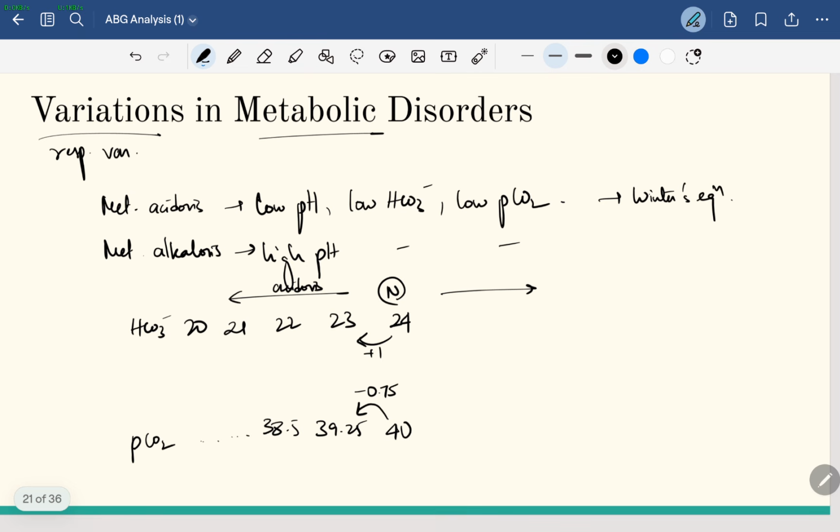In the case of alkalosis, per one increase in bicarb, the increase here is 1.25. So here it would be 41.25, 42.5 and so on and so forth. So this rule helps you estimate compensation in the case of metabolic alkalosis.